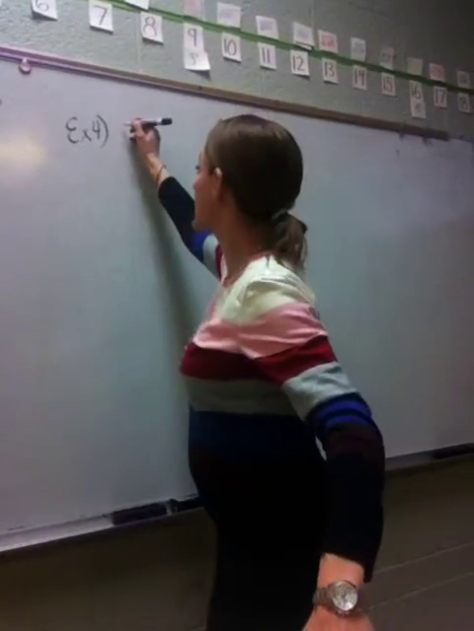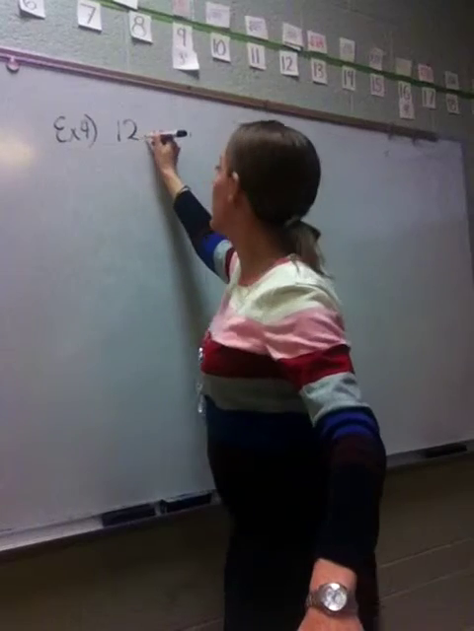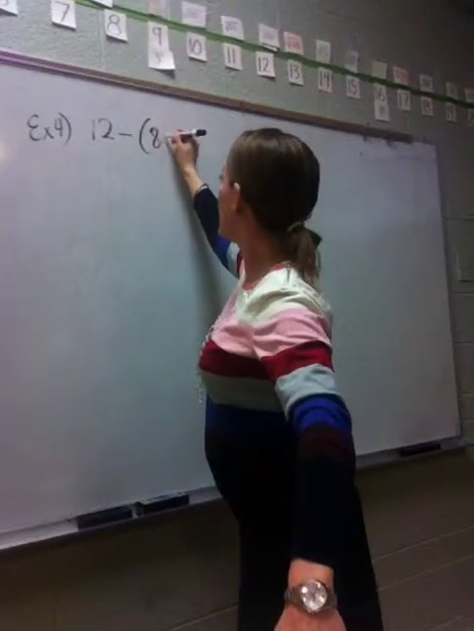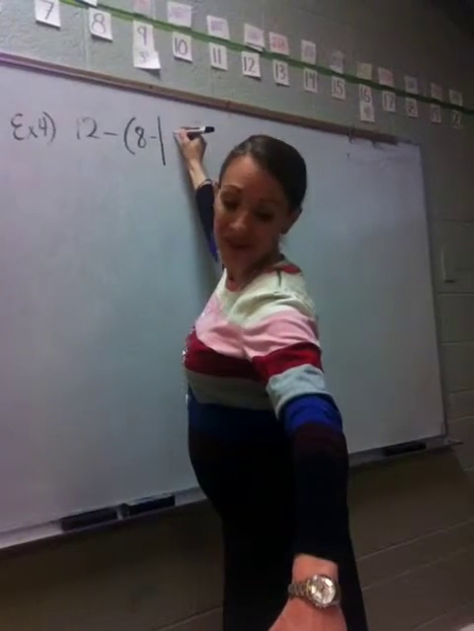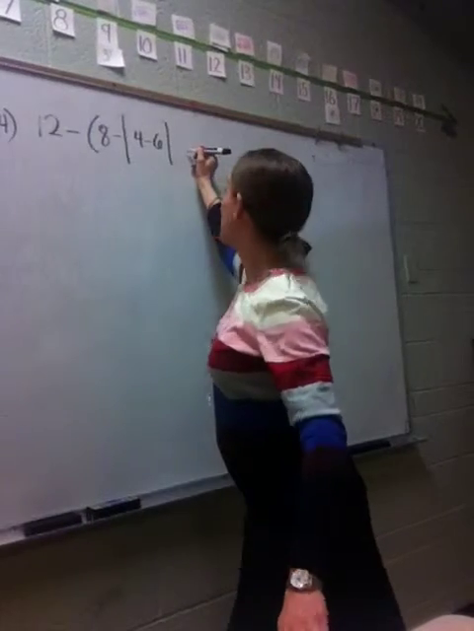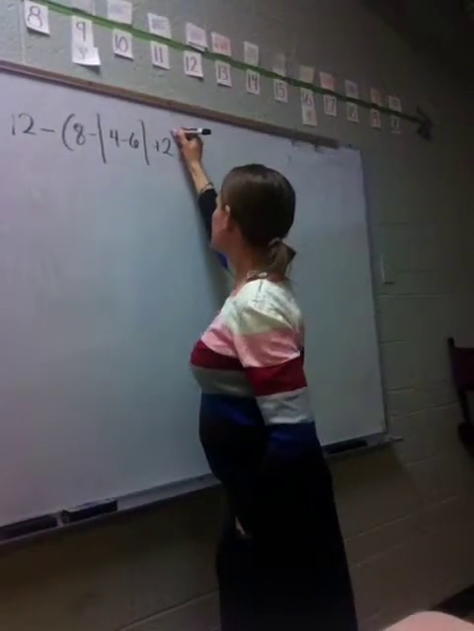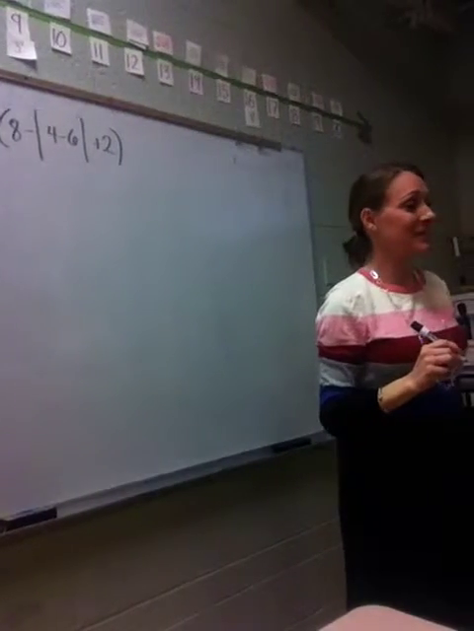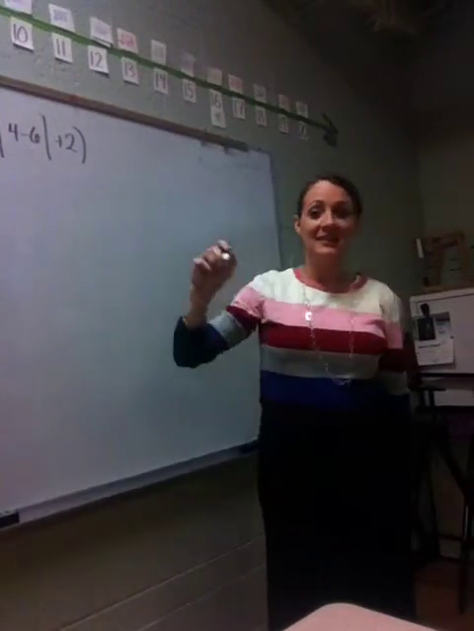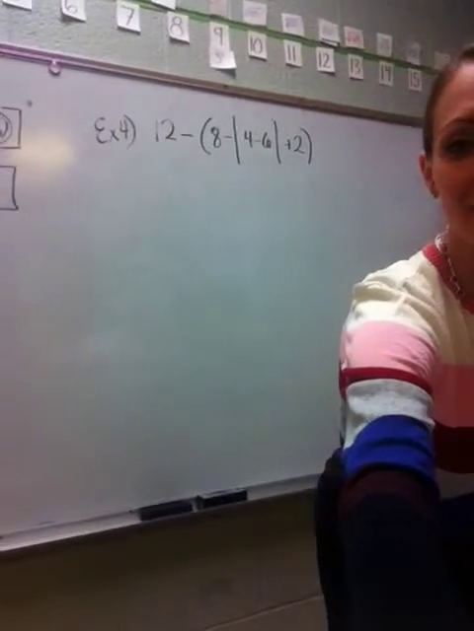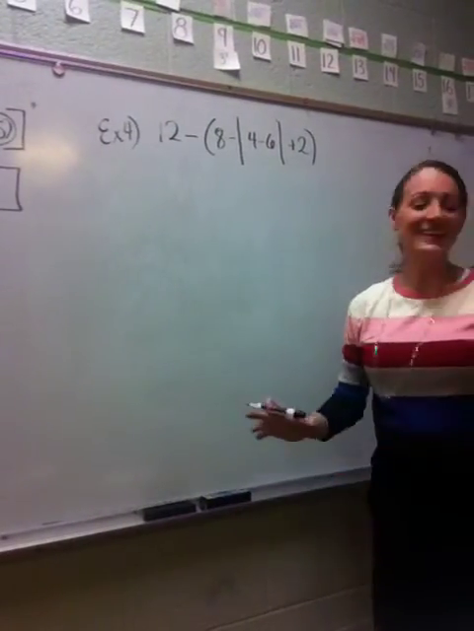This one's a little harder. 12 minus, in parentheses, 8 minus the absolute value of 4 minus 6, plus 2. All right. You ready to talk about this absolute value sign? What was the absolute value?